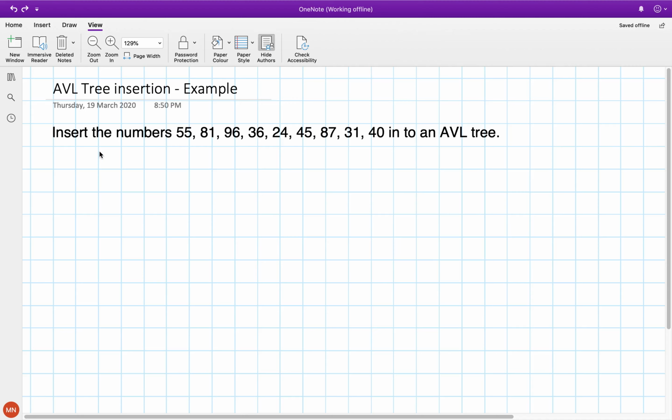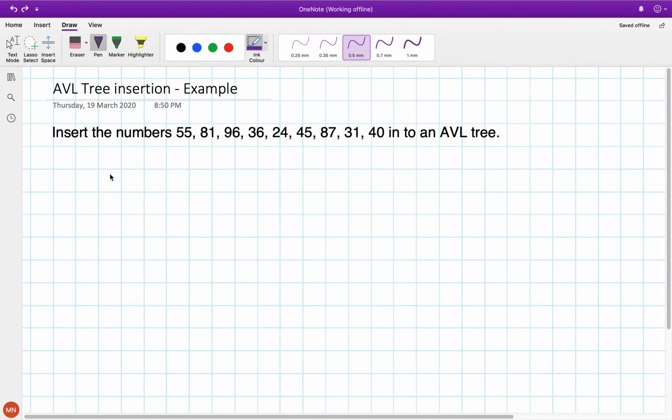Example on how to insert numbers into an AVL tree. So I have given a question here, that is insert the numbers 55, 81, 96 and so on, up to 40 into an AVL tree. So let's look at the procedure one by one.